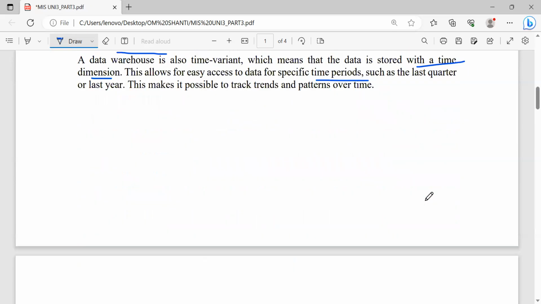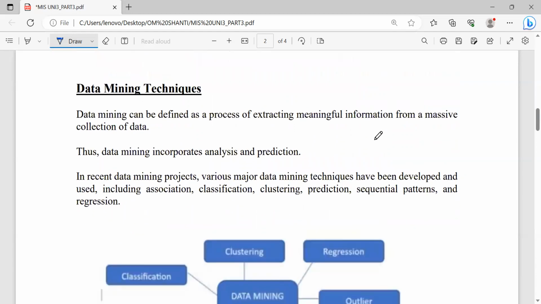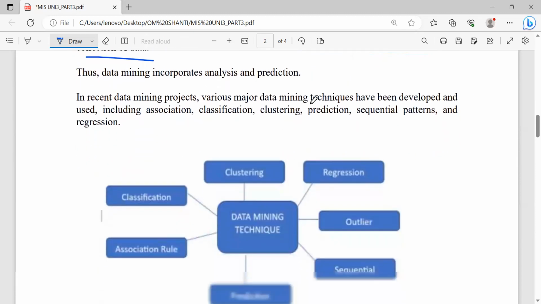Next topic is data mining. Data mining is extracting meaningful information from a massive collection of data. We have the data warehouse where we have massive data. When we want to extract information from that massive collection of data, that is called data mining. You are mining the information from the data warehouse, from a large collection of data. That information is hidden somewhere and you are mining that information.